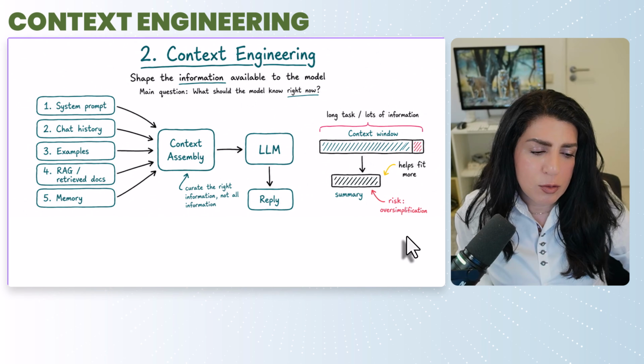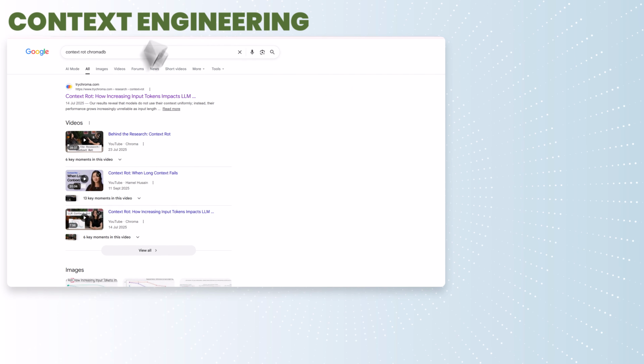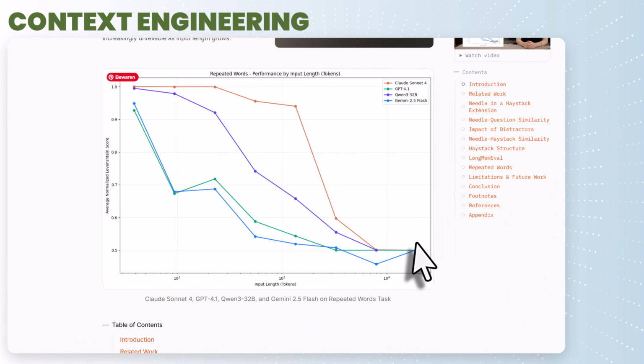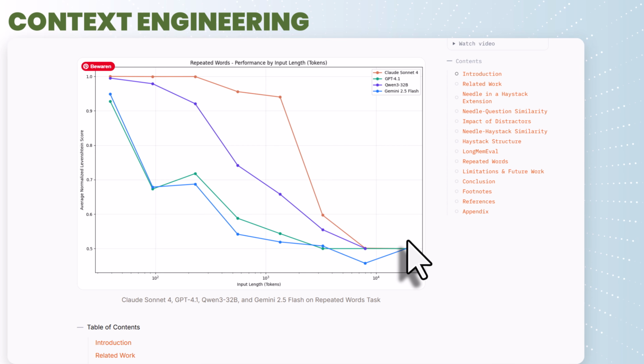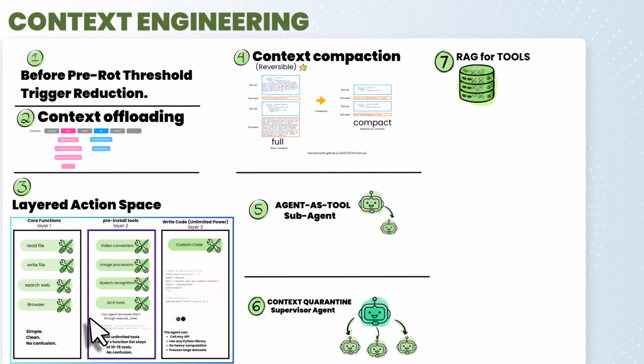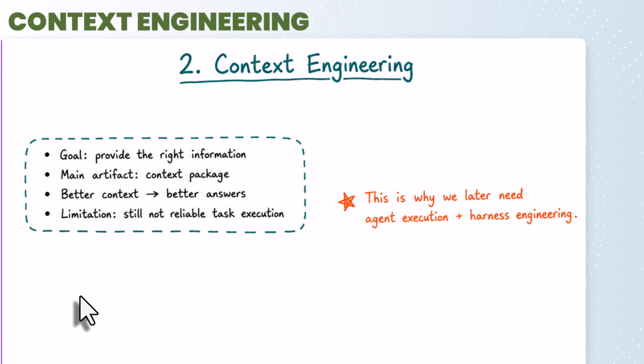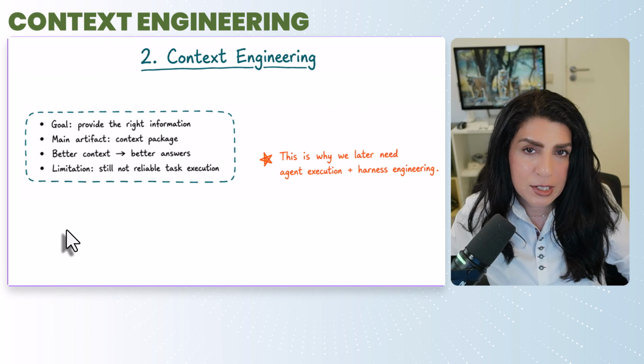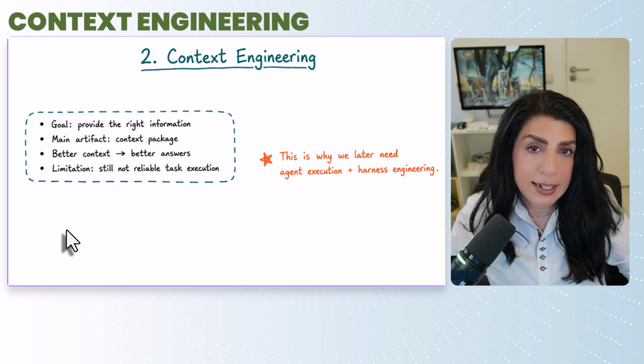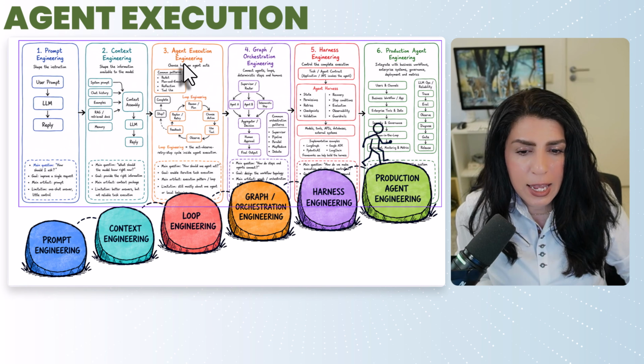But there is this risk of oversimplification because we are dealing with context rot after about 10% of this very big context window, which was explained by ChromaDB. After that threshold, basically, it's going to make a lot of mistakes. In my video about advanced context engineering, I talked about 7 advanced methods: offloading, context compaction, agent as a tool. But still, the limitation of context engineering is that we do not know for sure that the agent is going to do the task reliably. That's why we need the next layer, which is agent execution.